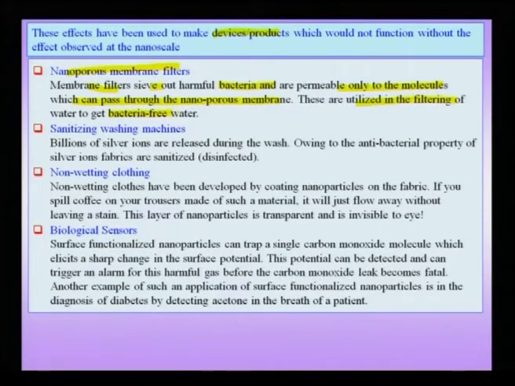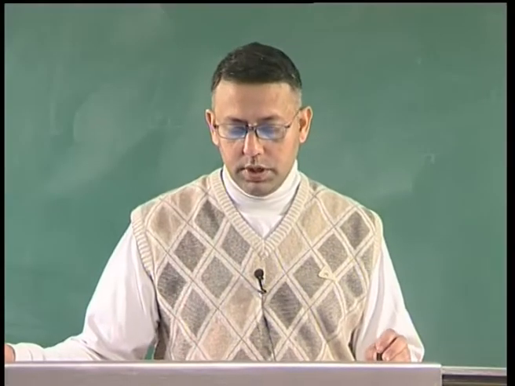Another nice example is the production of the sanitizing washing machine. Here the washing process has a dual role, and this kind of sanitizing washing machine is now commercially available in the market, and I think more than one company is producing such a machine. Basically, during the wash, two things are happening. Of course, we are getting rid of dirt, but additionally we are also having an antibacterial effect coming from the washing. This is achieved by having silver nanoparticles on the interior surface of the washing machine.